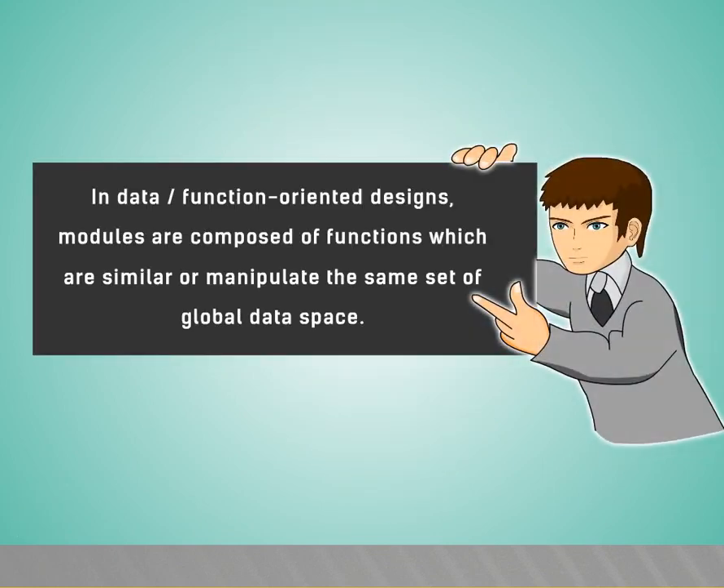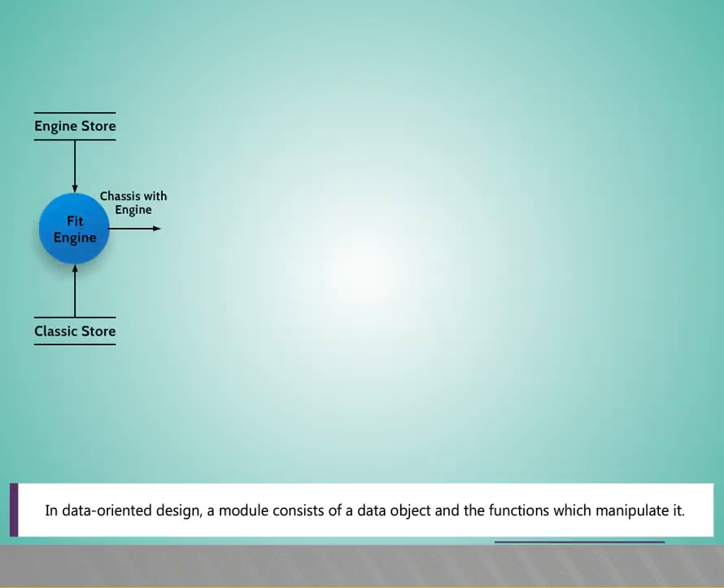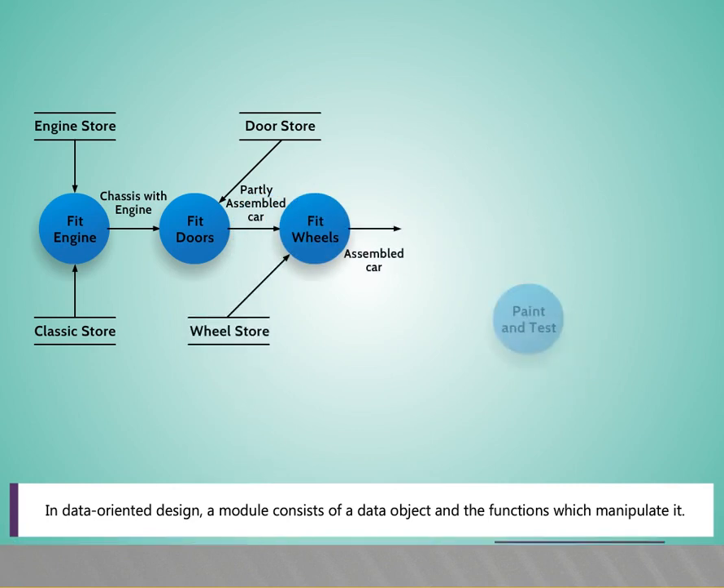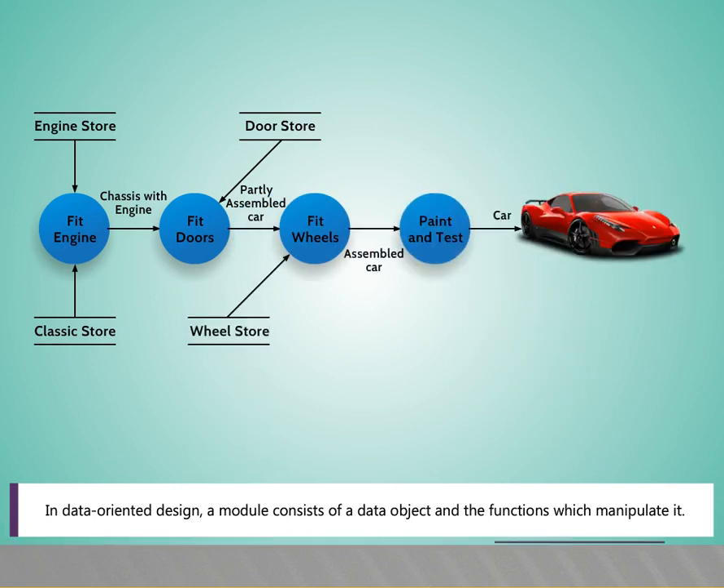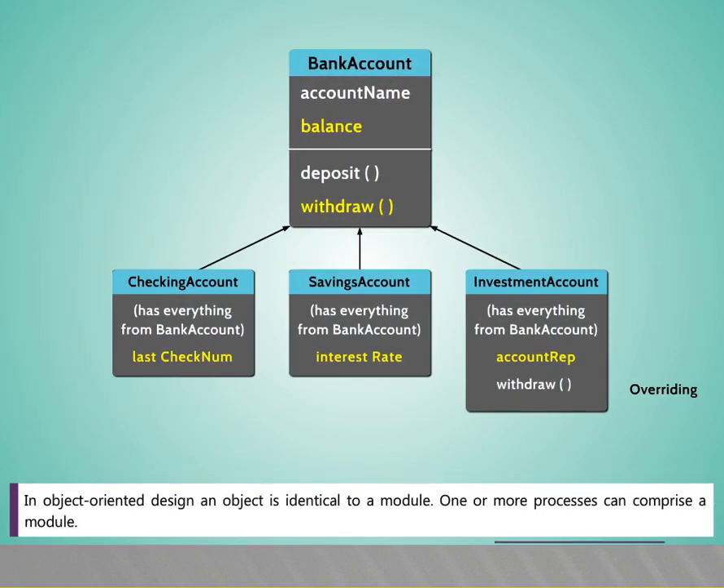In data or function-oriented designs, modules are composed of functions which are similar or manipulate the same set of global data space. In data-oriented design, a module consists of a data object and the functions which manipulate it. In object-oriented design, an object is identical to a module. One or more processes can comprise a module.